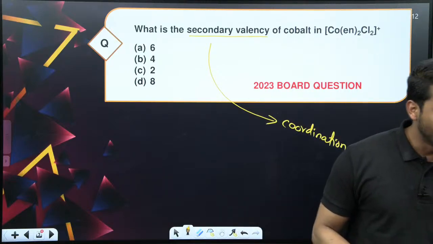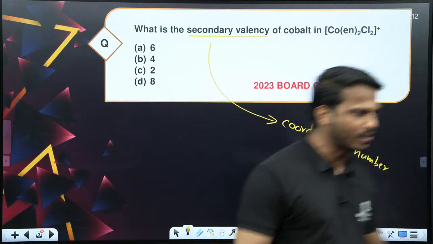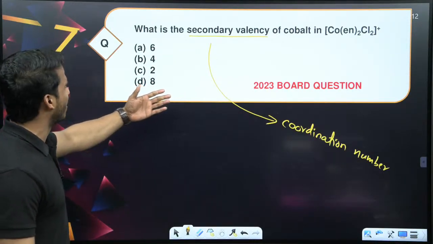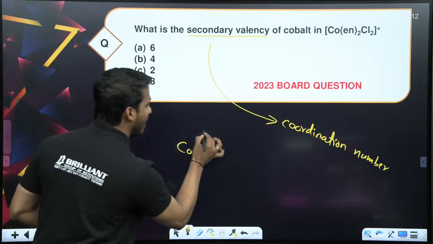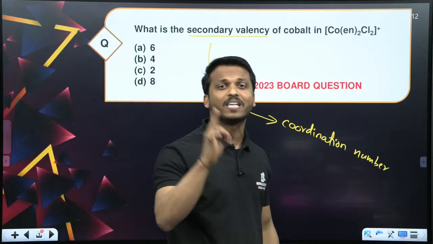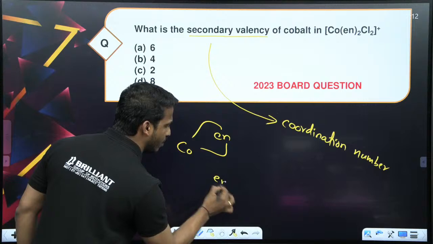Able to see that? en is a bidentate ligand. Yes, okay, Satik. So what answer can we suggest for this one? What is the secondary valency of cobalt? Cobalt is the metal, and en is a bidentate ligand. Ethane-1,2-diamine is a bidentate ligand. So one en can provide 2 sigma bonds, right?